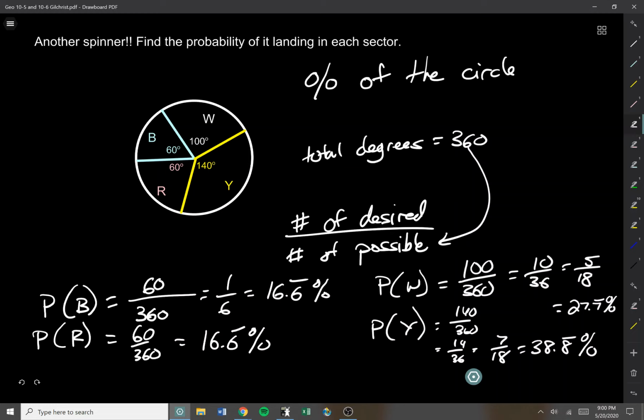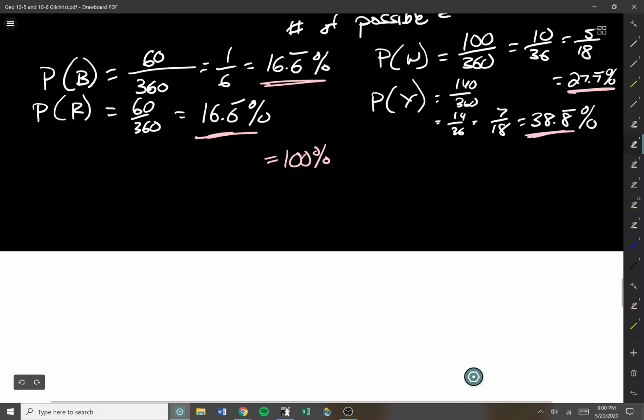If I were to take all 4 of those percentages and add them up, this one plus this one plus this one plus this one, they would all have to add up to 100%, because the only thing possible is to land on one of these sections. And you might be like, well, what if you land on the line? Oh, okay, then we don't count that as a spin and we spin again. So every spin that counts will be one of those 4 sections. Okay, last one.